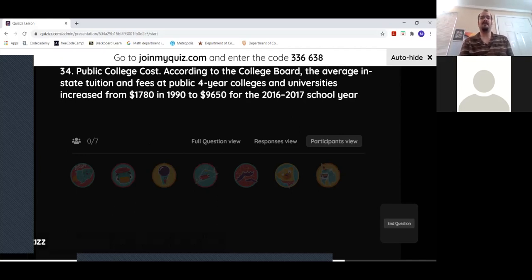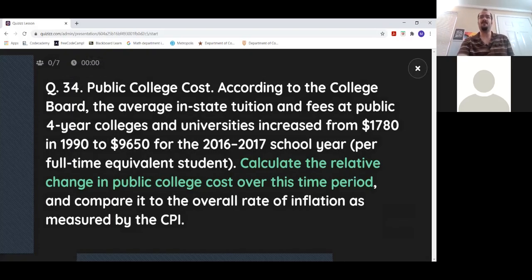According to the College Board, the average in-state tuition and fees at a public four-year college and university increased from $1,780 to $9,650. So now we want to calculate the relative change in public college cost over that time period. Then we're going to compare it to the overall rate of inflation from that time period.